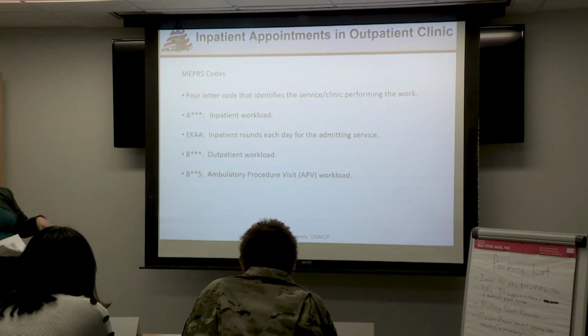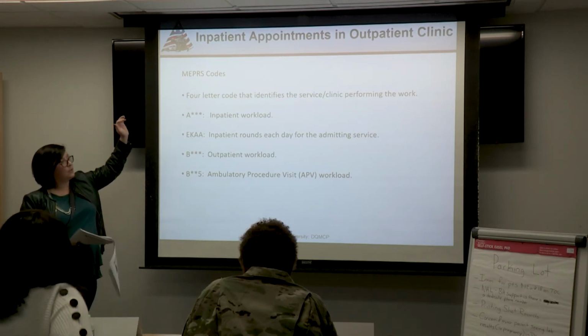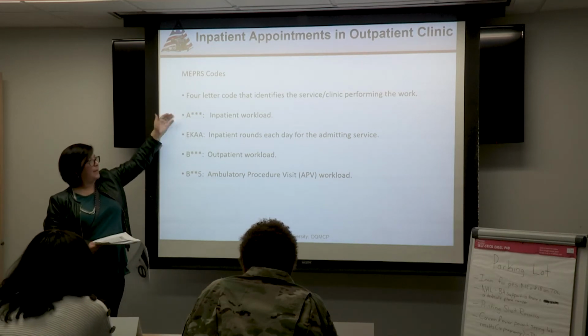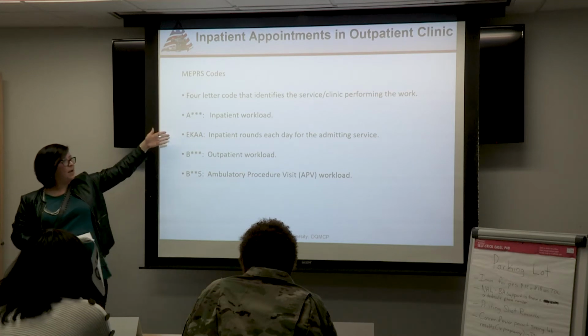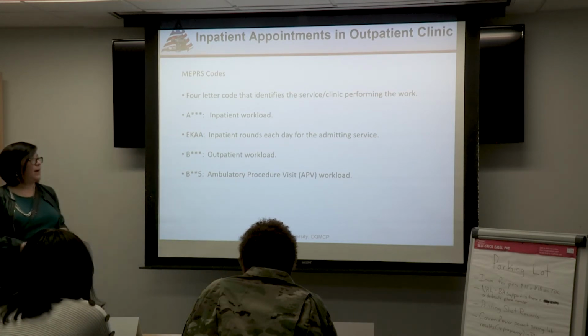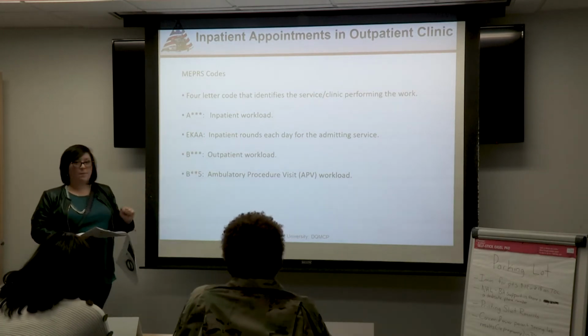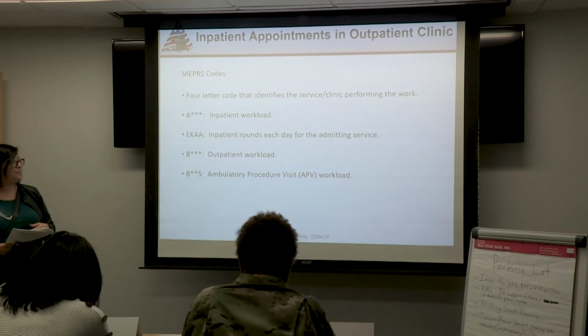Our MEPRS codes. Okay, so our 4-letter codes identify the service or the clinic performing the work. Our A MEPRS codes, like we previously talked about, are inpatient. Our EKA codes, so our codes that begin in E, are inpatient rounds. Our B that does not end in 5 is our outpatient workload, and our B clinics that end in 5 are our ambulatory procedure visits.